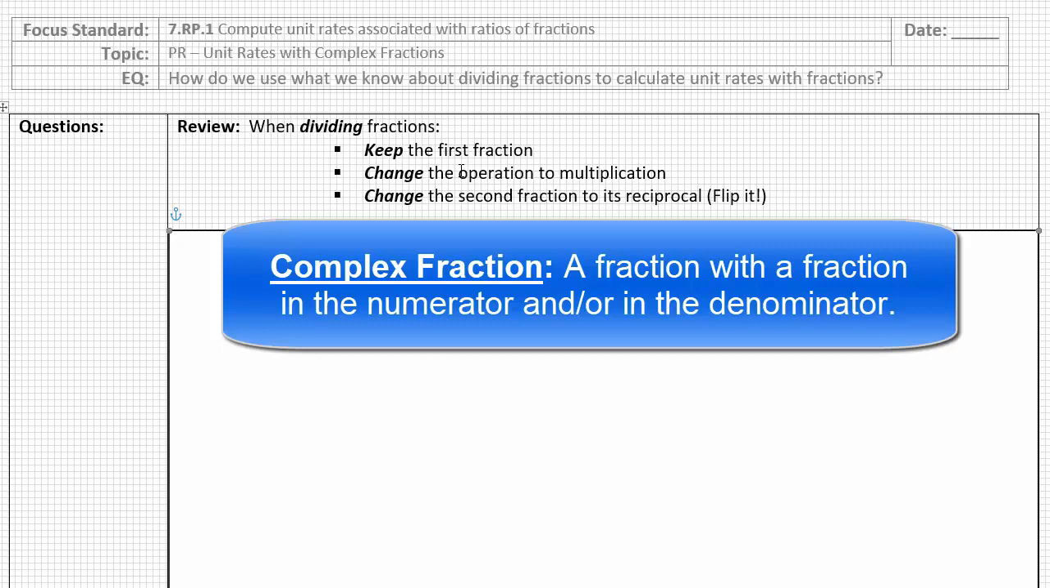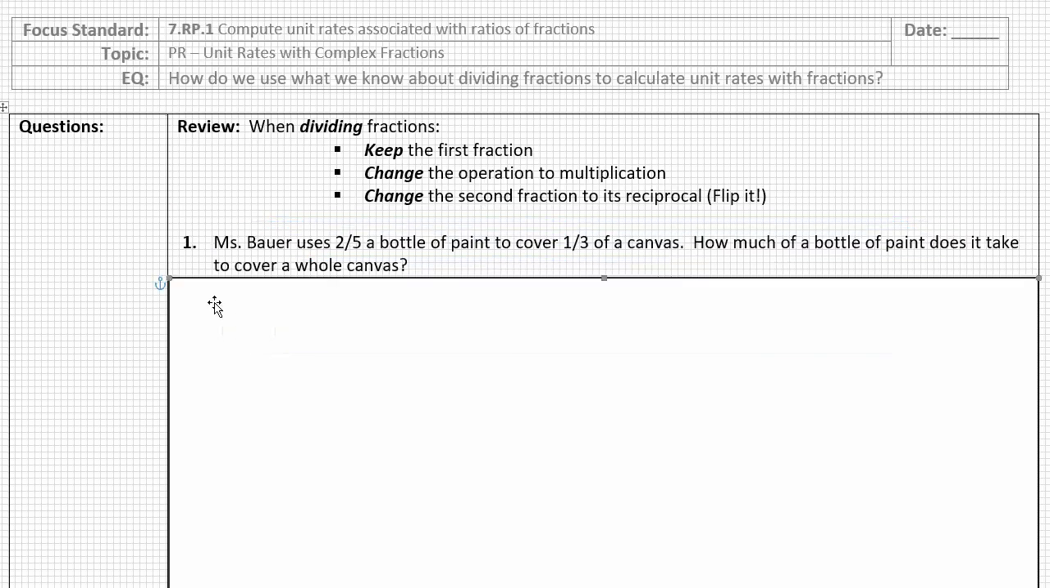So let's go ahead and look at our first example. Ms. Bauer uses 2/5 of a bottle of paint to cover 1/3 of a canvas. How much of a bottle of paint does it take to cover the whole canvas? Now, thinking about that question, you might already have some ideas. So let's go ahead and talk our way through it.